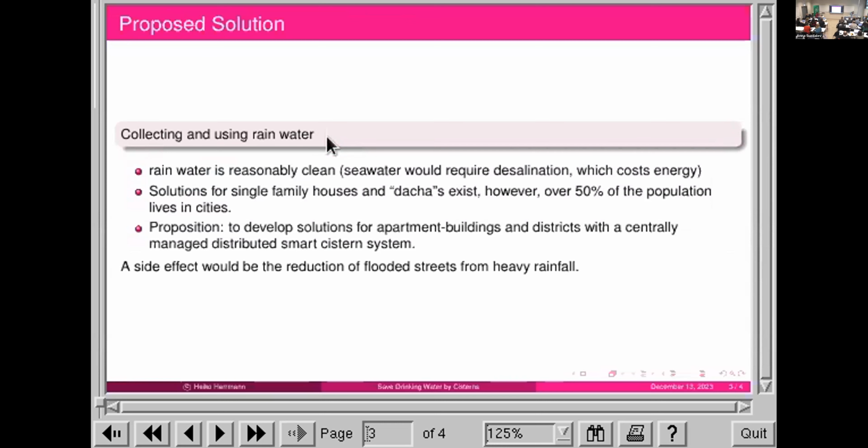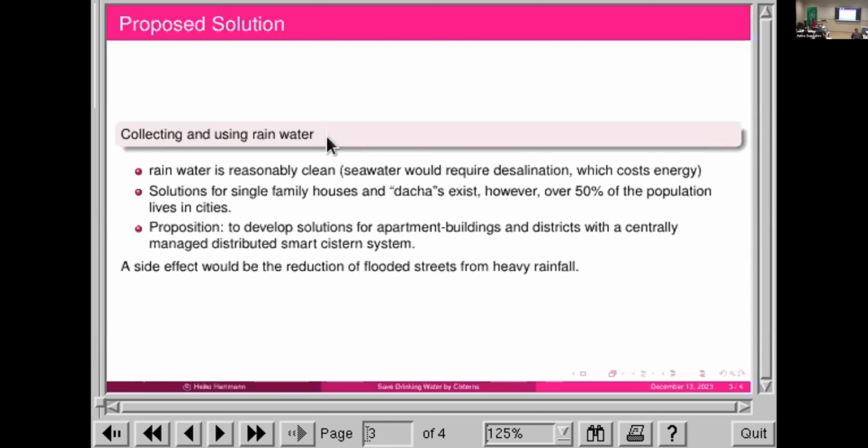The problem with that is that there are solutions for individual houses, single family houses. In that case you can easily put a small tank and collect the water, but 50% of the world's population is living in large cities. Supplying apartment buildings with water tanks, either one big localized tank or a distribution network in the city, is very costly and has large building requirements. So the idea is to put a network of smaller cisterns in the area of apartment buildings where there is no space for building large ones, and connect them with smart management. If one of the smaller tanks is empty, it can pump water over from the other tanks.